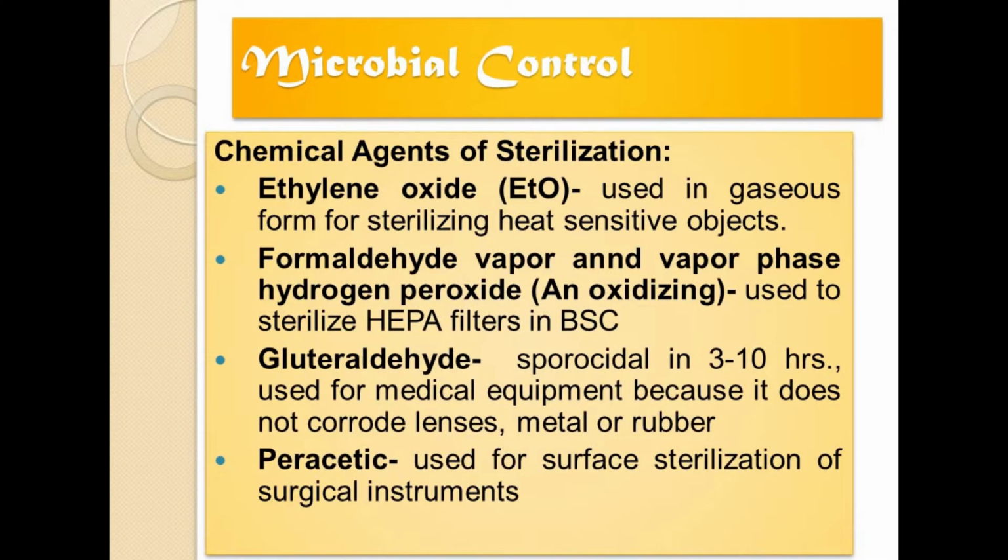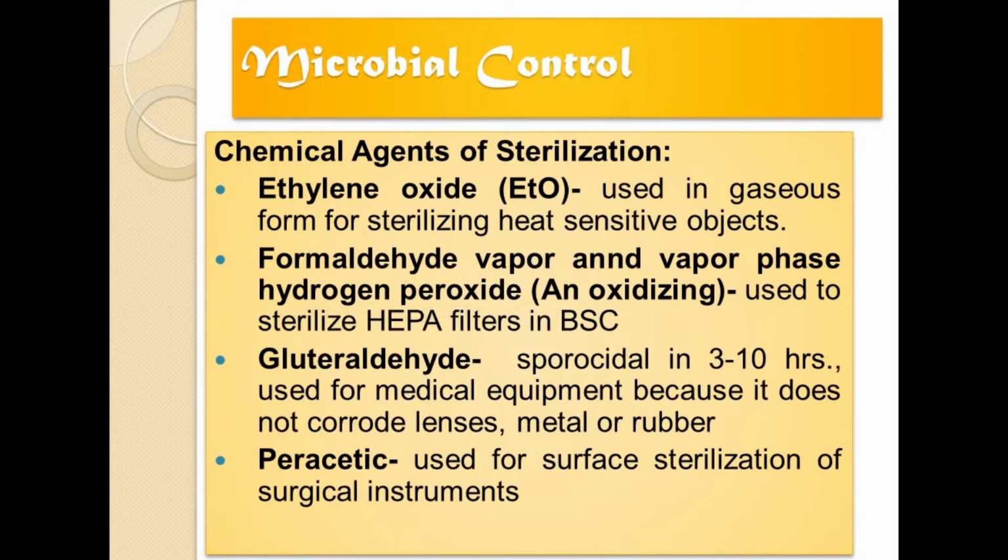Next are the chemical agents of sterilization. We have covered the physical methods, and now we will talk about the chemical agents. First is ethylene oxide, used in a gaseous form for sterilizing heat-sensitive objects. Next is formaldehyde vapor and vapor phase hydrogen peroxide. This is an oxidizing agent, used to sterilize HEPA filters in biosafety cabinets.